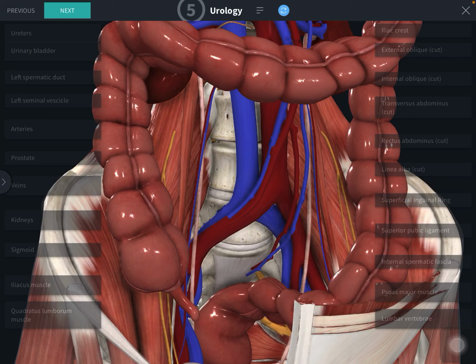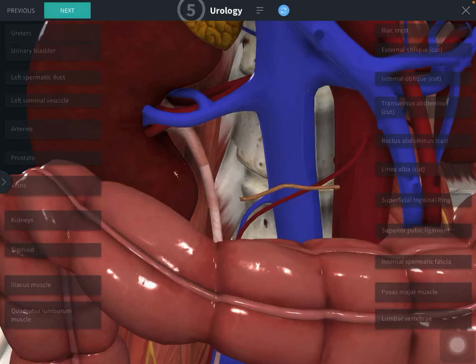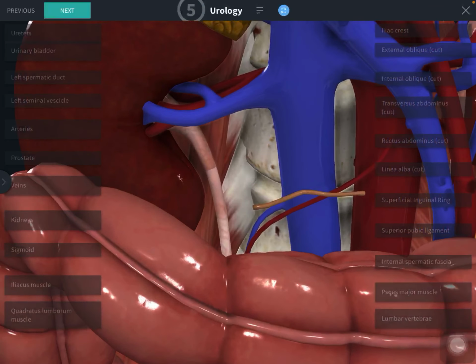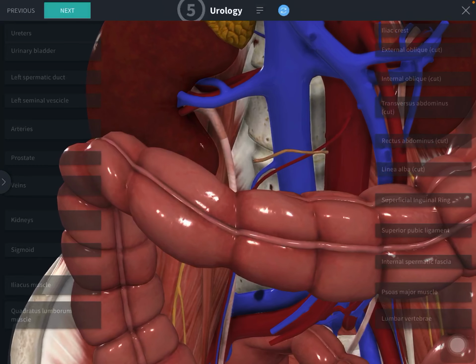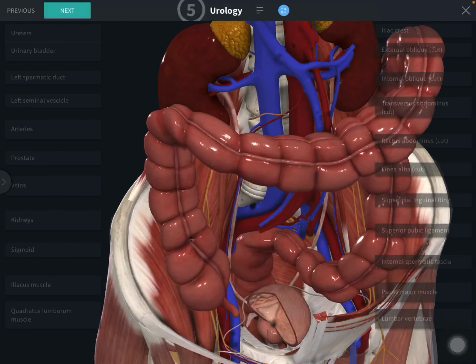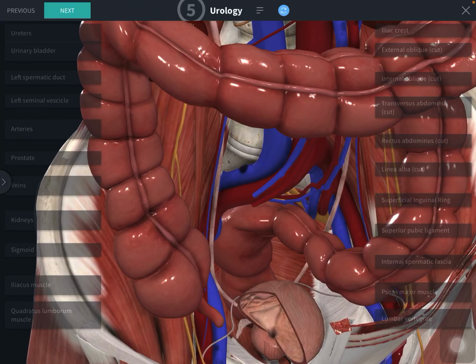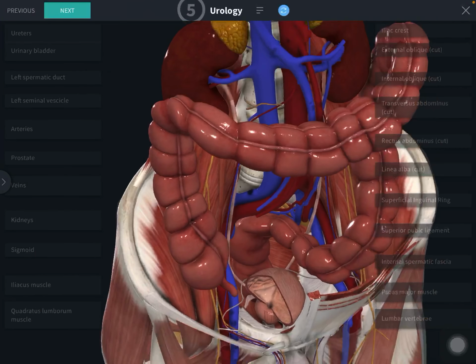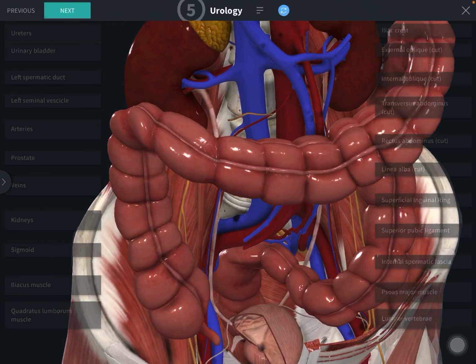It consists of three parts. Pelvis of the ureter: starting from the kidney, the dilated part is called pelvis of the ureter. Next part is the abdominal part of the ureter. And the third part, which is in the pelvis, is the pelvic part of the ureter. So there are three parts of the ureter. We will see the parts one by one.